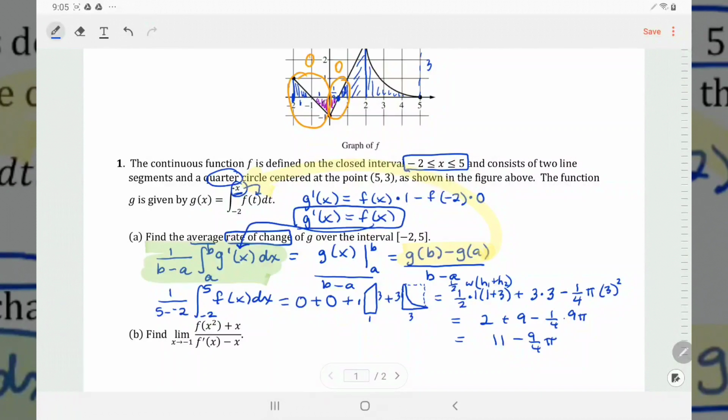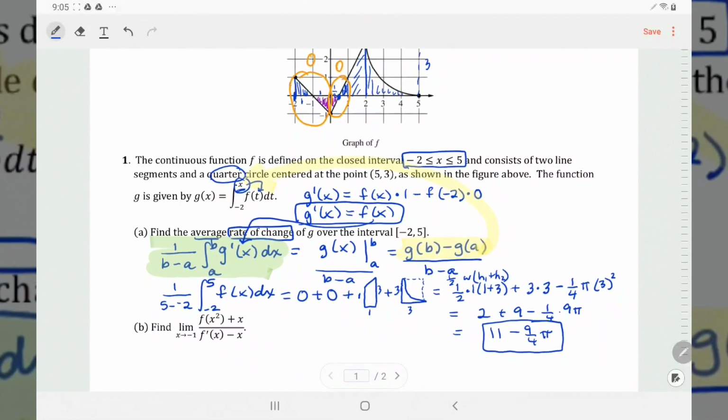3 times 2 is 6. Yeah, I think it's positive, but I would just double check. Okay, so that would be, and this is because this is the square, and then I'm subtracting out the quarter circle. So I'm subtracting out this part of it to get the rest, to get the little part that's remaining. Okay, and then that is the trapezoid. So that would be the answer to A.